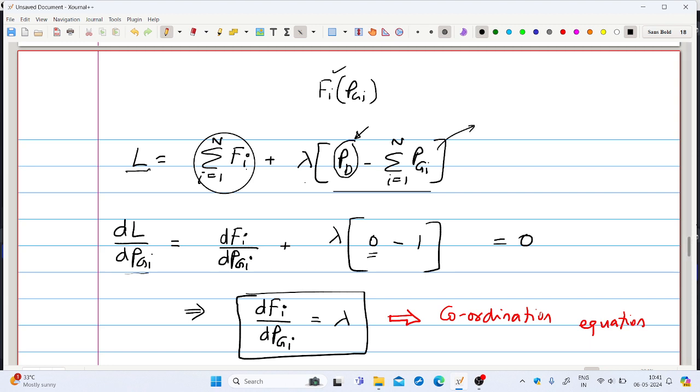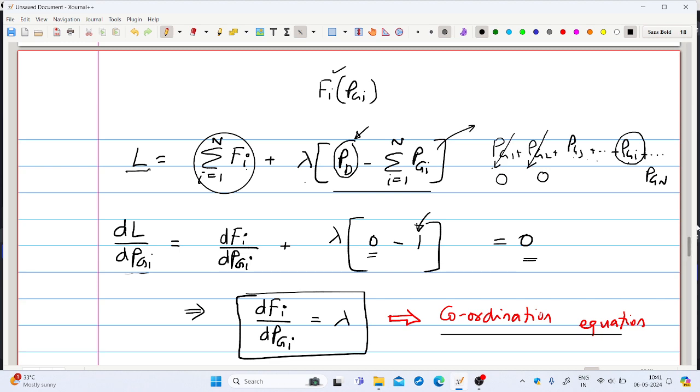Then this sigma i equal to 1 to n PGi can be written as PG1 plus PG2 plus PG3 etc. up to PGi plus etc. PGn. So when you differentiate PG1 with respect to PGi, it will become 0. PG2 with respect to PGi, this is 0, etc. Then only this PGi term, when differentiated with respect to PGi, will give a 1. All other terms will be 0. So this is equated to 0. After rearranging you will get dFi by dPGi equal to lambda. This is known as the coordination equation.